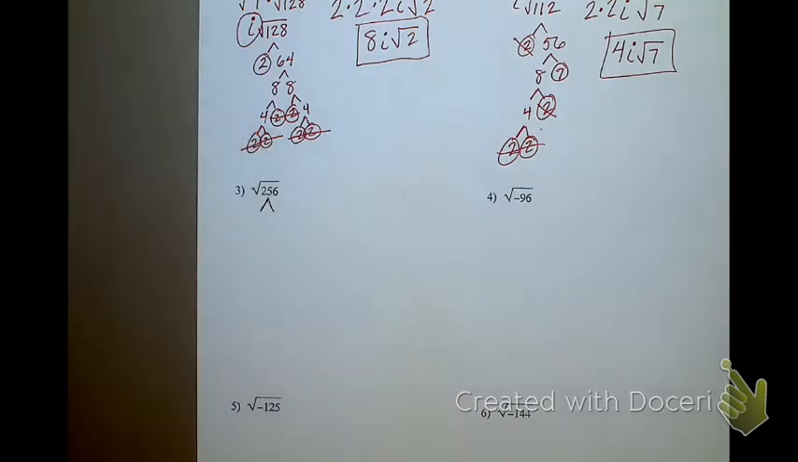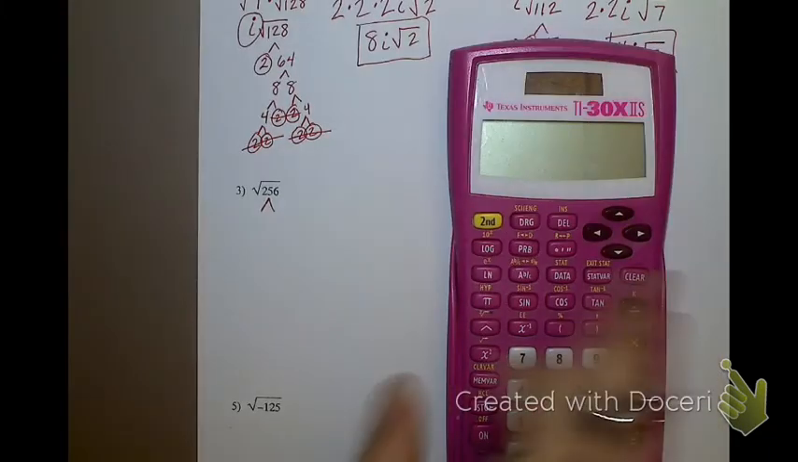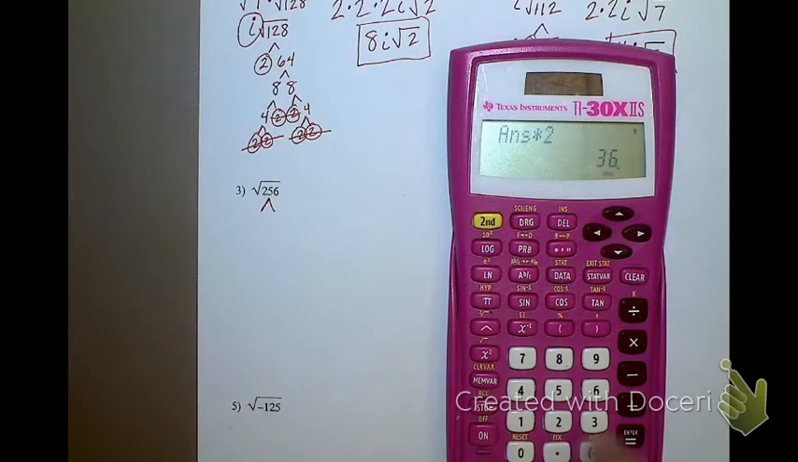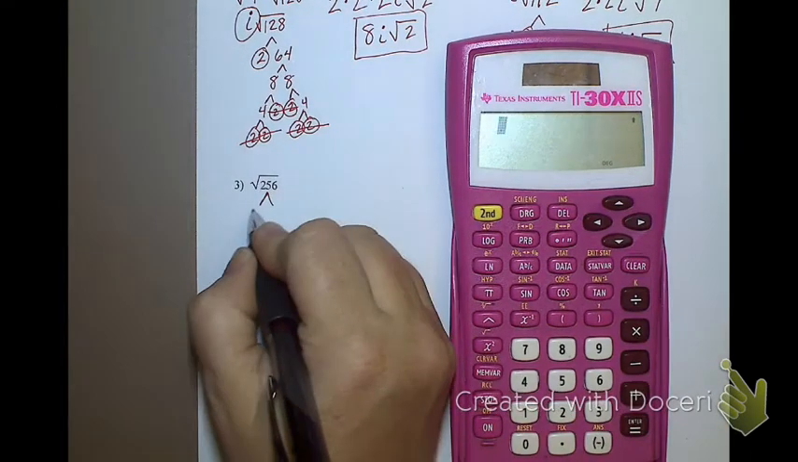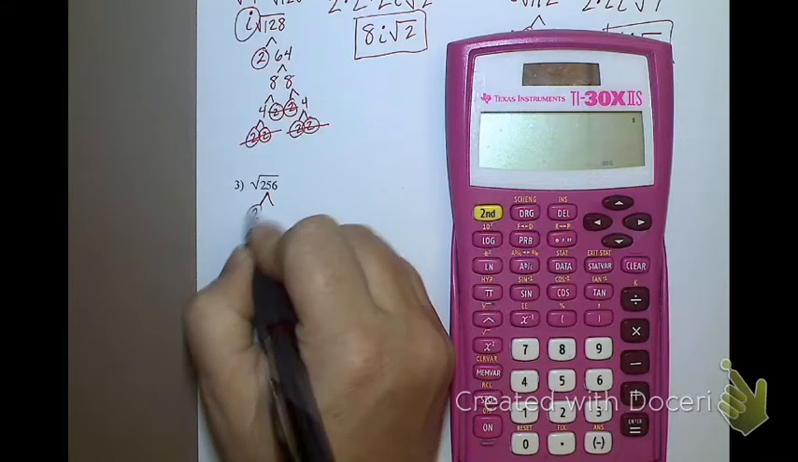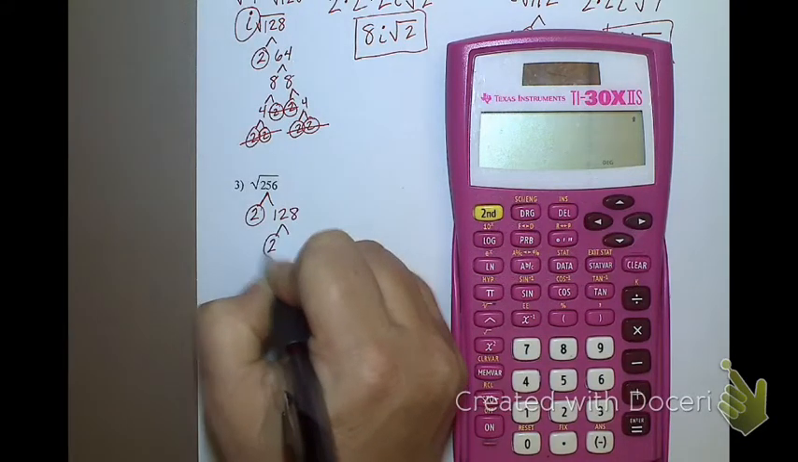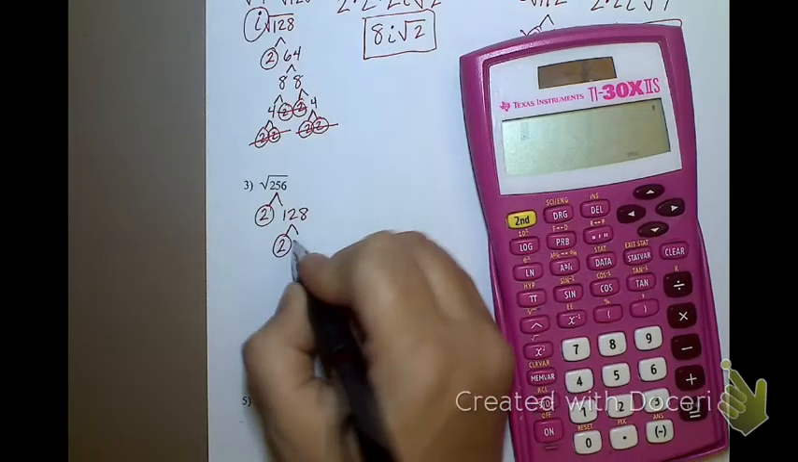256, what's 256 divisible by? 4? What was that? 128. And 2? And then 128 is 2 and 64?